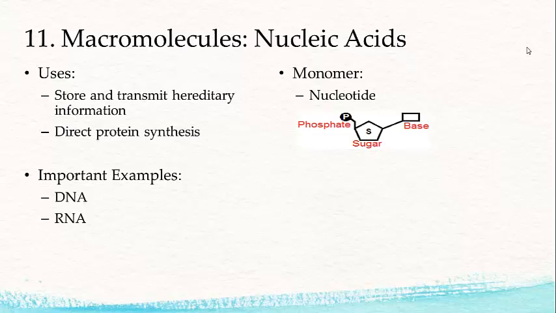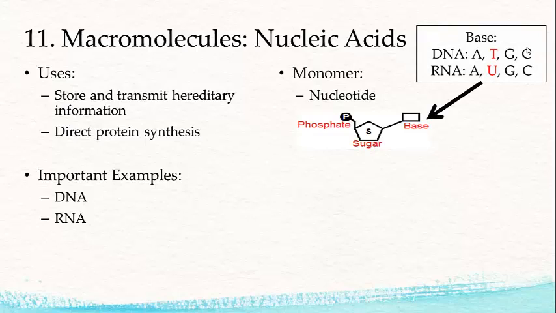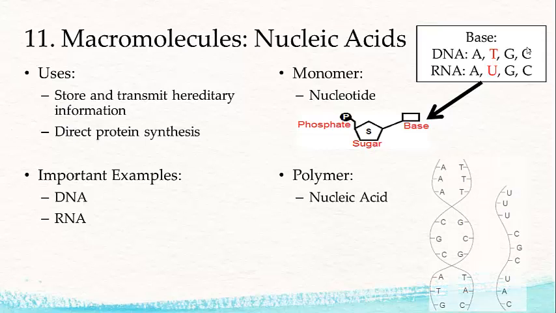Depending on whether you have DNA or RNA, that sugar is going to either be deoxyribose for DNA or ribose for RNA. And the base can be adenine, thymine, guanine, and cytosine for DNA, or adenine, uracil, guanine, and cytosine for RNA. The polymer of many nucleotides is going to be a nucleic acid. Double-stranded nucleic acid is DNA, and single-stranded nucleic acid is RNA.